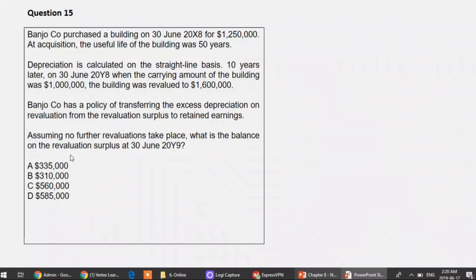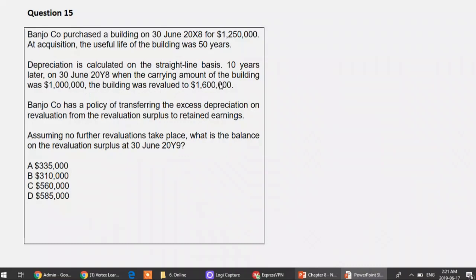Banjo Company has a policy of transferring the excess depreciation on the revaluation from the revaluation surplus to retained earnings. This concept, I'm sure you have seen it. I have explained this part in my video tutorial, and I gave an example of treating excess depreciation, subtracting it from revaluation surplus and adding to the retained earnings. Assuming no further revaluation takes place, what is the balance on the revaluation surplus at 30th June 20Y9? It says that 1.6 million was the market value, 1 million was the book value, 600,000 was the revaluation surplus.